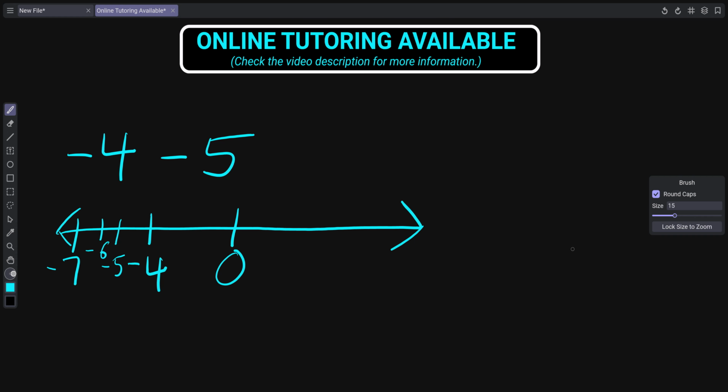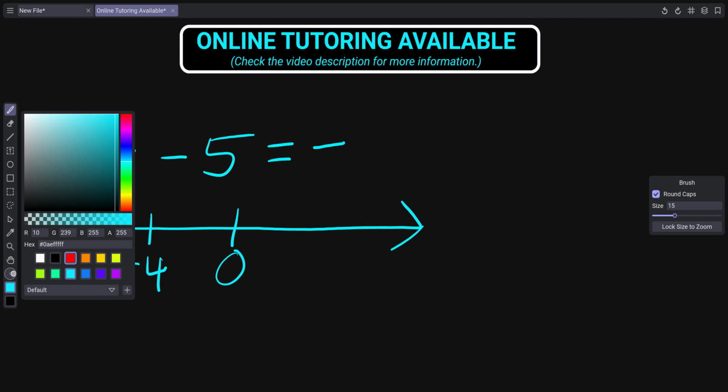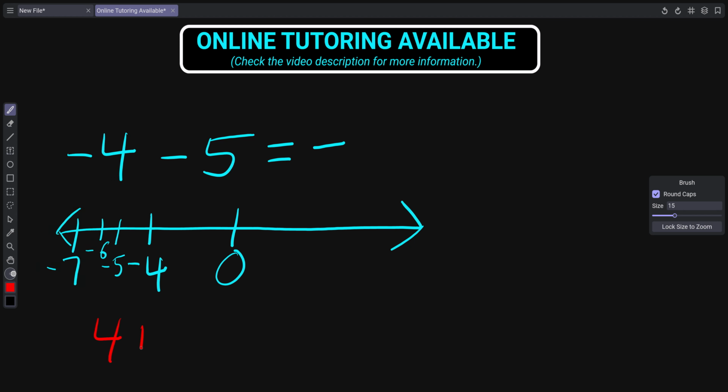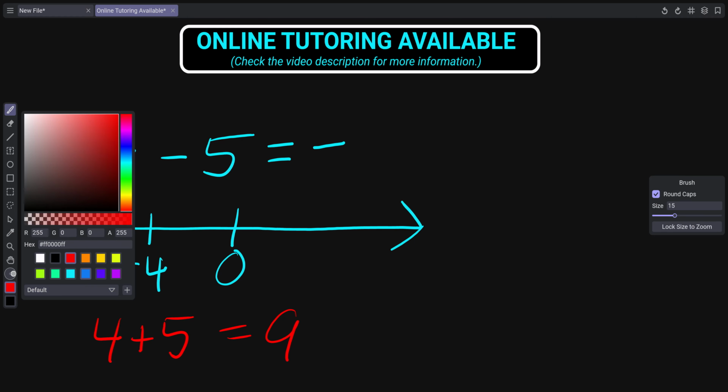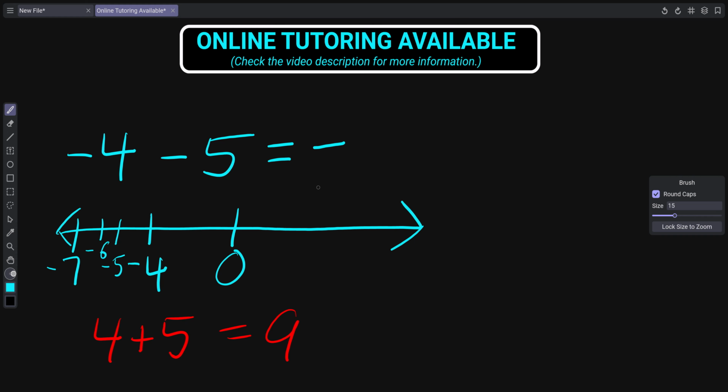So what we can do is treat this like 4 plus 5, but we know that the answer is going to be negative, so we'll just put a negative down there. We do 4 plus 5 on the side, and this gives us 9. But because we're working with a negative number and we're subtracting from it, we're going to wind up getting a lower negative number, which is going to seem higher. So the final answer is going to be negative 9.